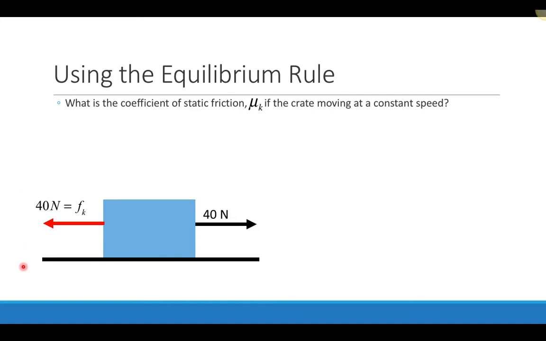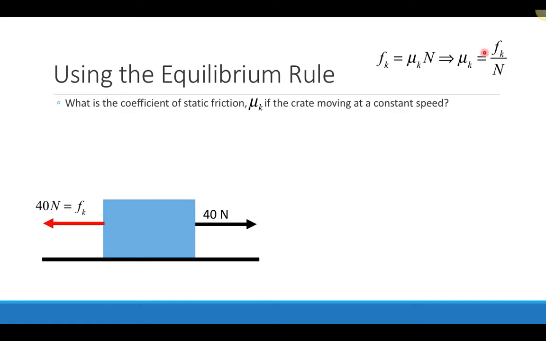So now we want to determine what the coefficient of kinetic friction is. We know that the frictional force acting on the block is 40 newtons. It's moving at a constant speed. If we want to determine the coefficient of kinetic friction, we go back and we know the frictional force is equal to the coefficient of kinetic friction times the normal. We can solve for the coefficient of kinetic friction by dividing both sides by the normal force.